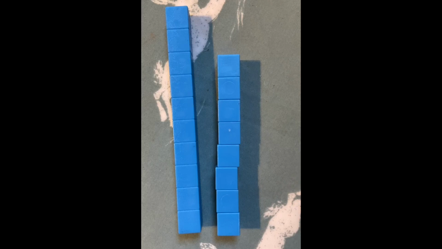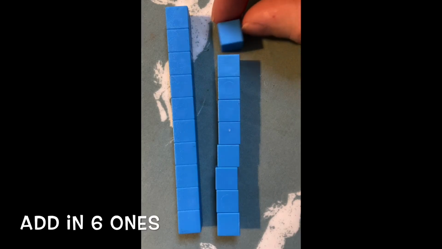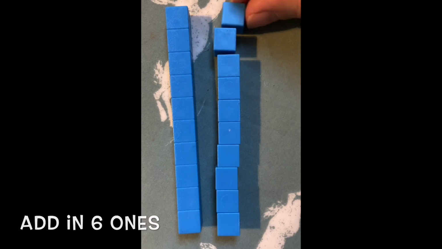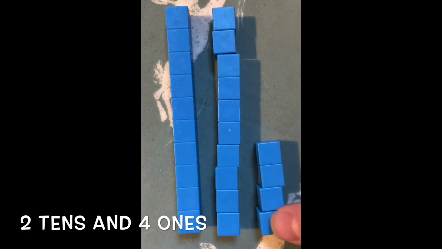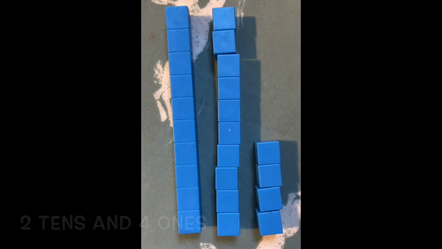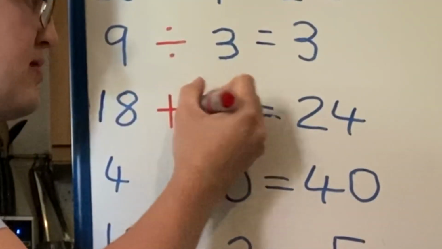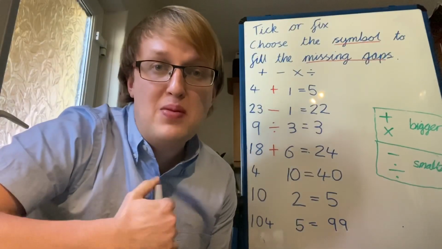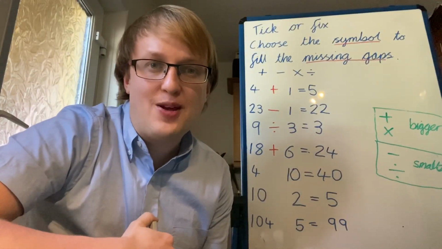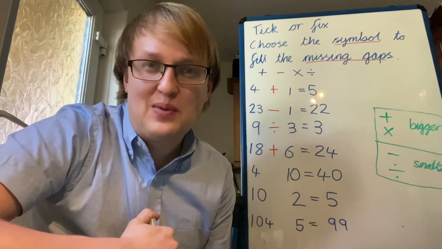So I'm going to add in 6 ones. So I've got 1, 2, 3, 4, 5, and 6. So now I've got 2 tens, which is 20, and I've got 1, 2, 3, 4 ones, which is 24. 18 add 6 equals 24. Well done. Remember to tick or fix your answer. Let's go to the next question then.